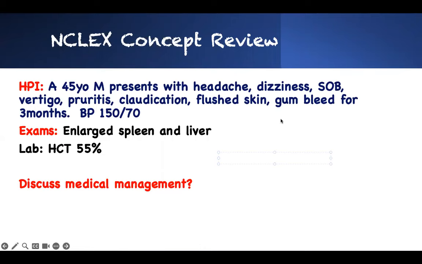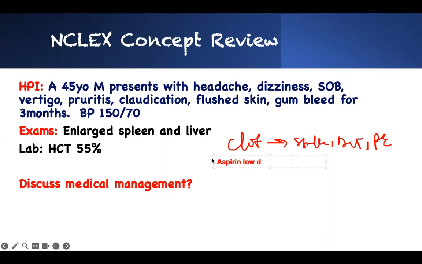And then the major problem for these people is what? I told you, clot. If you have clot, what will happen? You get a stroke. You get a DVT. You get a PE. So I'm going to give you aspirin, okay? And this aspirin is not a full dose aspirin, right? It's a low dose. So low dose aspirin, that's what you tell the patient to take. And this will prevent the clot formation so that they don't develop clots. So aspirin is indicated for polycythemia vera.